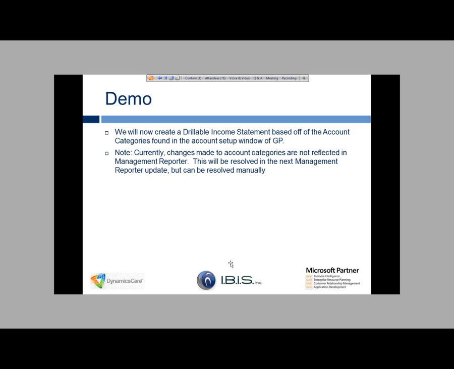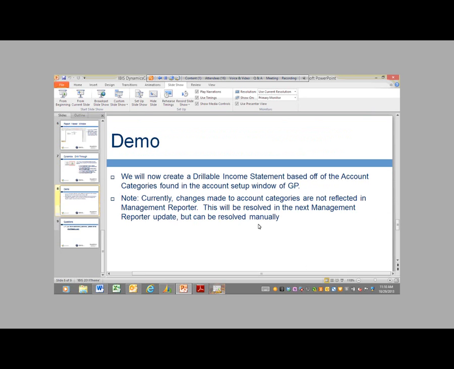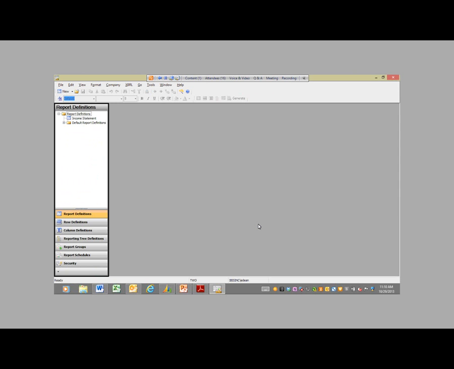Okay, so let's go ahead and open up Management Reporter Designer. So as you can see, it looks like my screenshot here. At the top, we've got our familiar office type setup. And here we've got our report definitions pane open.